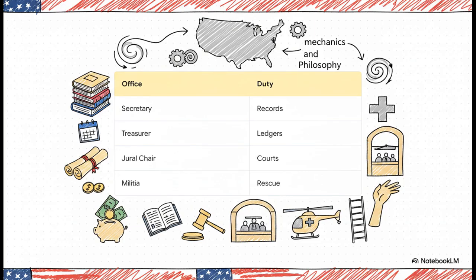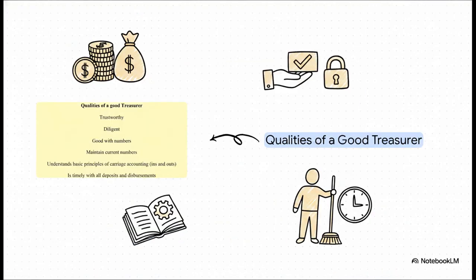Notice how none of these descriptions involve ruling over people or making unilateral policy. They are simply distinct jobs necessary to keep the Assembly running smoothly. And this philosophy directly influences how candidates are vetted. A treasurer, for instance, is evaluated based entirely on practical character traits. The questions asked are things like, is the person trustworthy? Are they diligent? Are they good with numbers? Can they actually manage a ledger accurately?